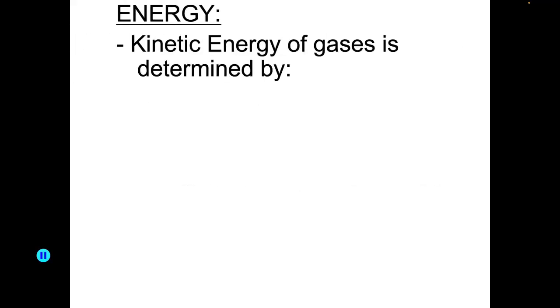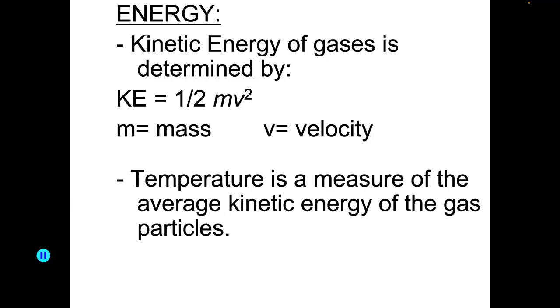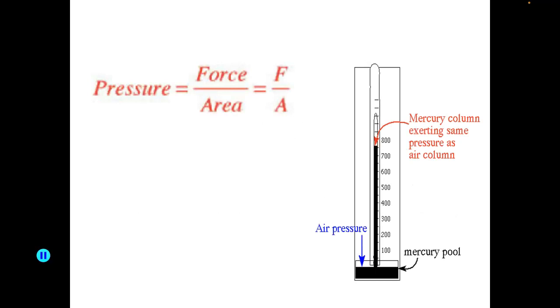The kinetic energy of gases is determined by this formula: 1/2 mass times velocity squared. We're not going to deal a lot with kinetic energy in here. You would learn about this in physical science or in physics. M is mass, V is velocity in that equation, and temperature is a measure of the average kinetic energy of the gas particles. We deal with temperature in chemistry, and that's how we look at the energy of gases, is their temperature. All right.